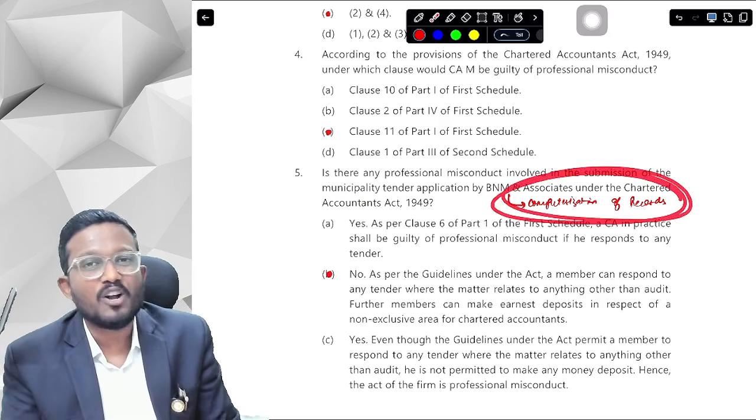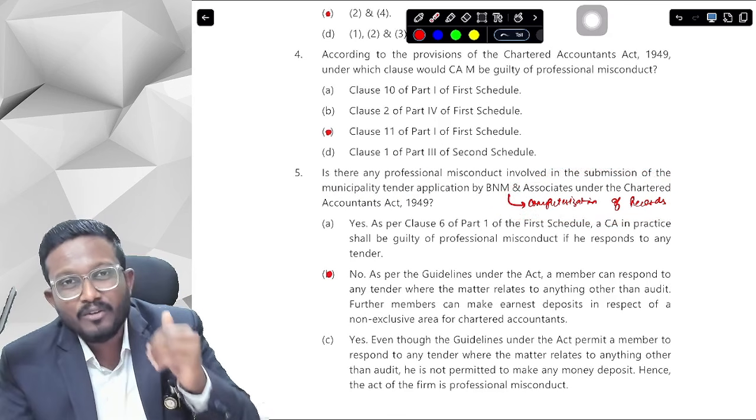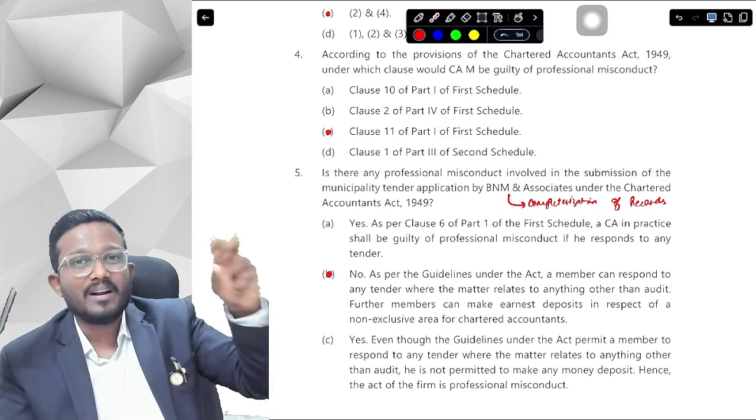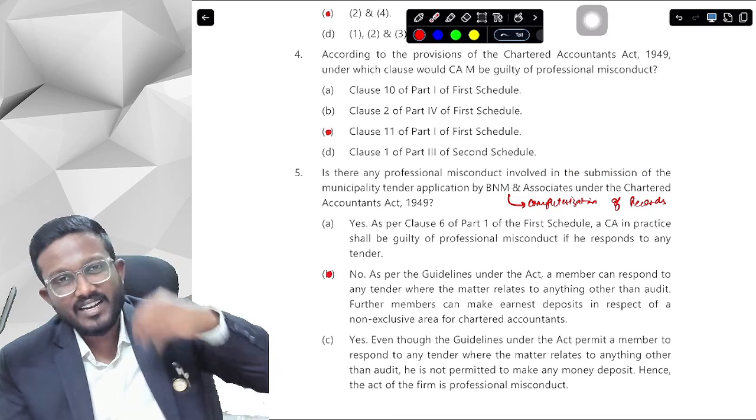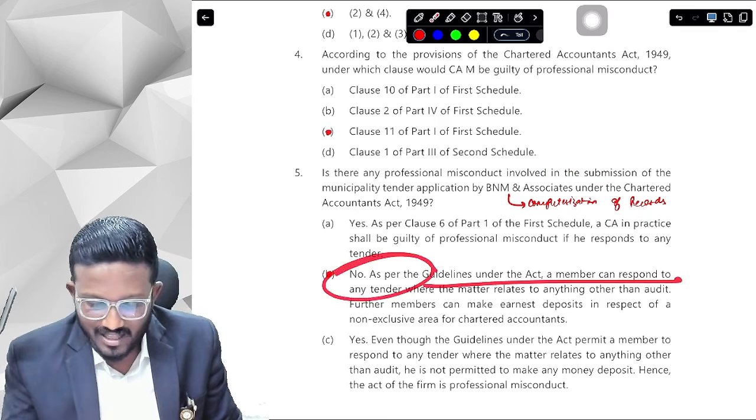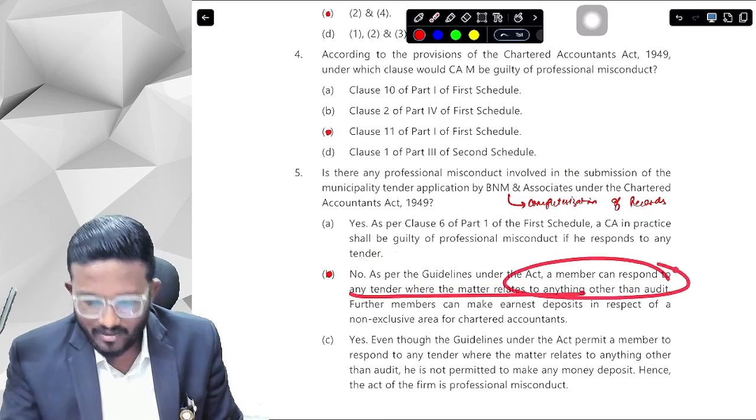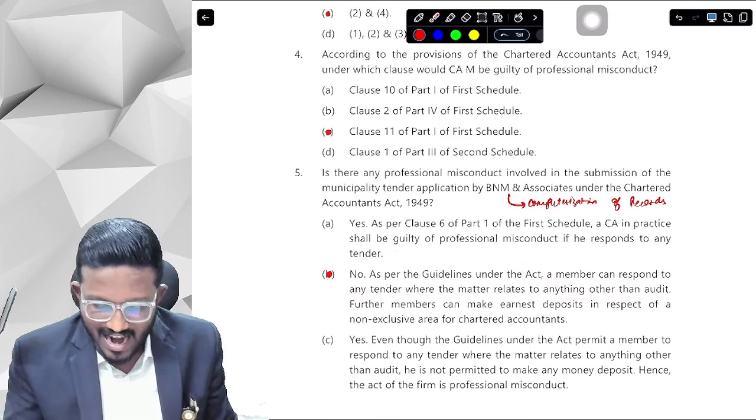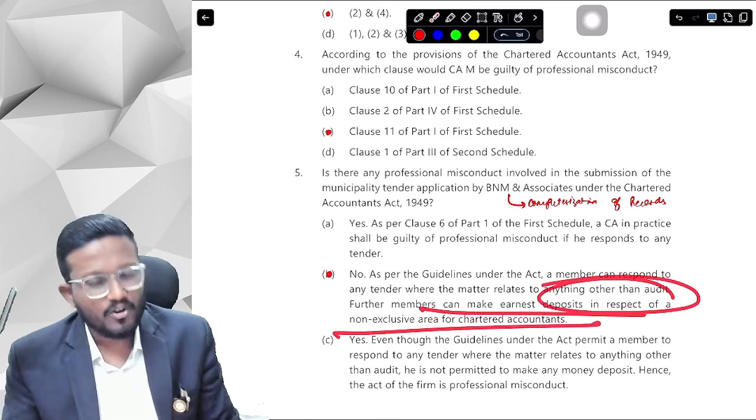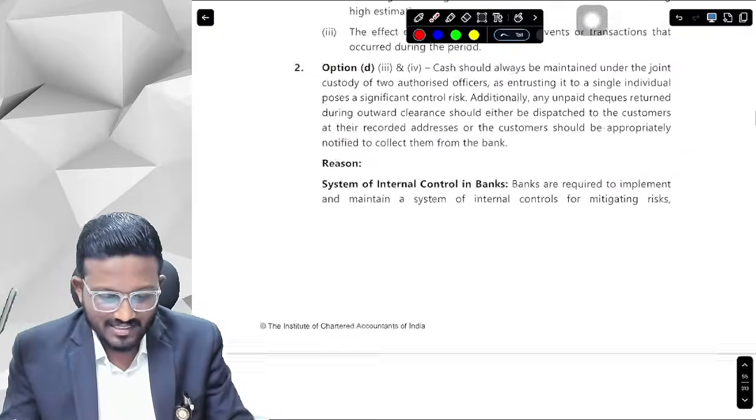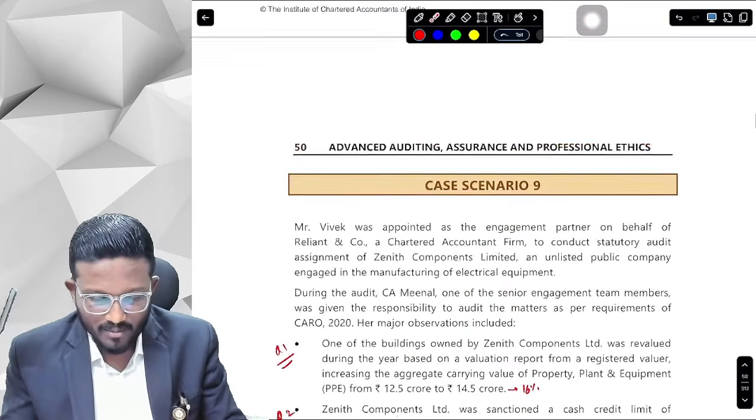Because computerization of records is not a specific reserved field for chartered accountant. If it is an open tender, then we can file the tender as well and we can deposit the earnest deposit as well. So as per the guidelines, a member can respond to any tender which relates to anything other than audit, and we can make earnest deposit in respect of non-exclusive area as well. Okay, yes sir, this was your case scenario number 8.